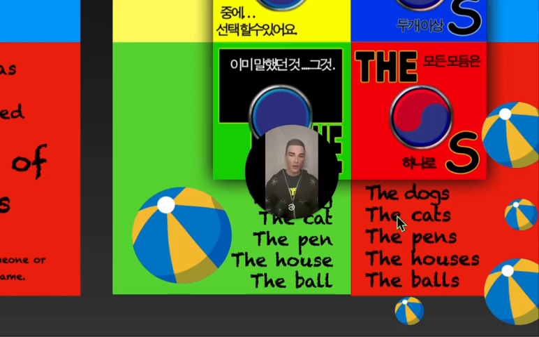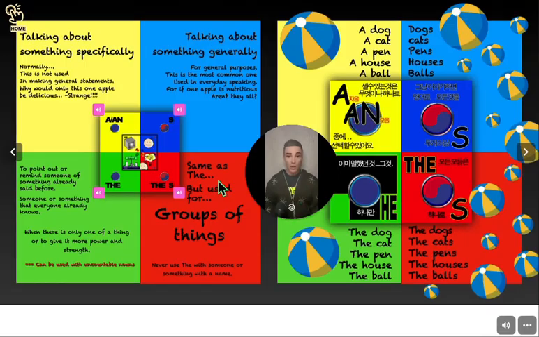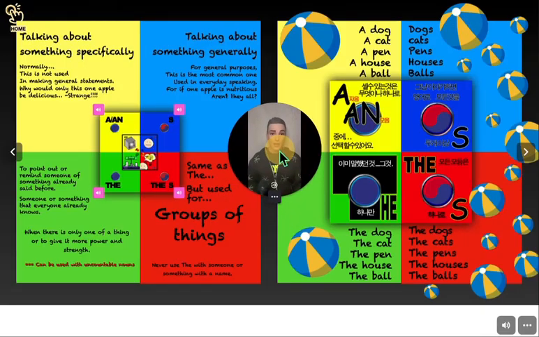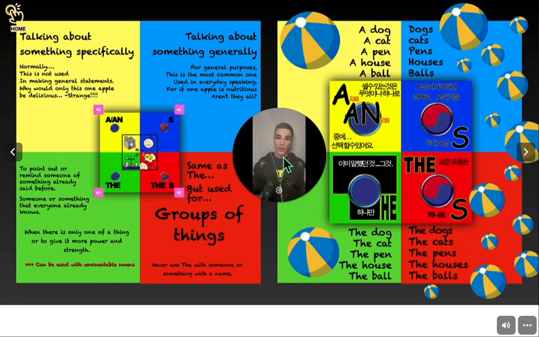So these are articles. This is the simplicity of it. This is how it works. And simple is as simple does. Keep it simple and it'll be simple.